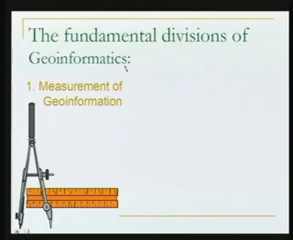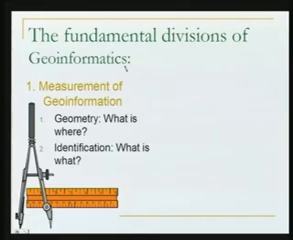Now in measurement also there are two parts. This is very interesting and very fundamental, so we should understand this. The first part in measurement of geoinformation is geometry. We want to see what is where. We'll explain it by an example in a moment. Then we also want to know what is what. That is the identification. Here is an example.